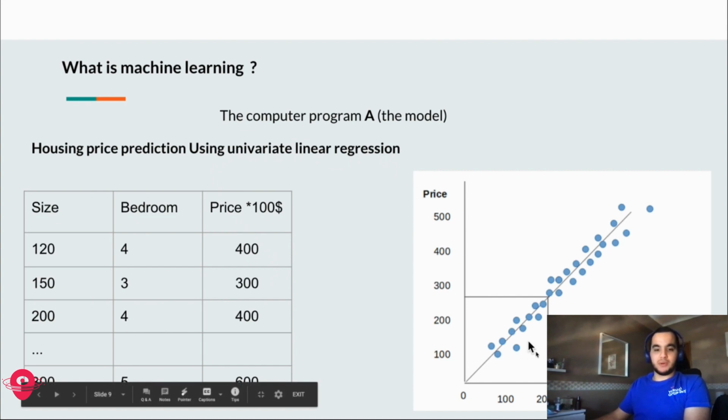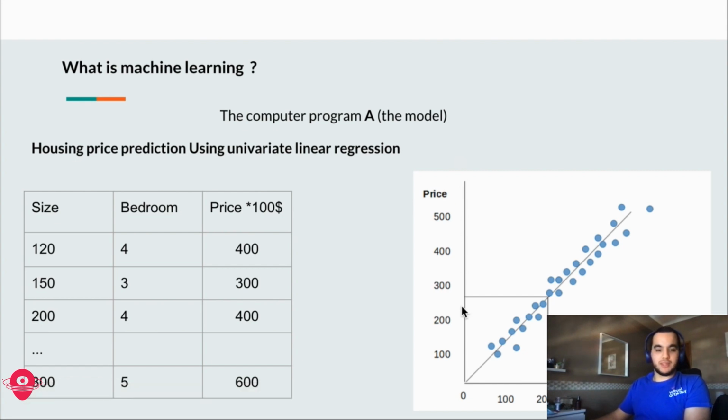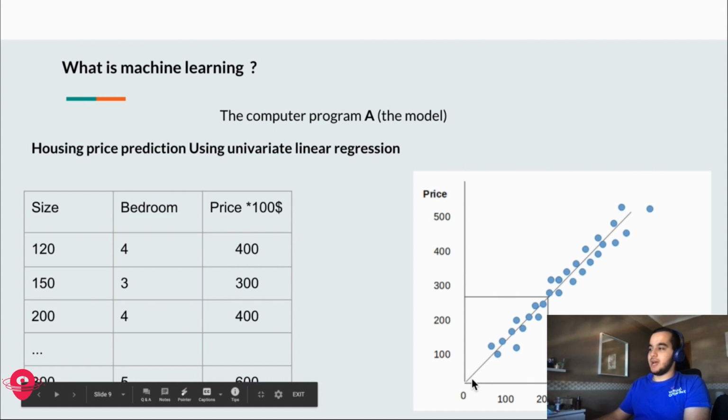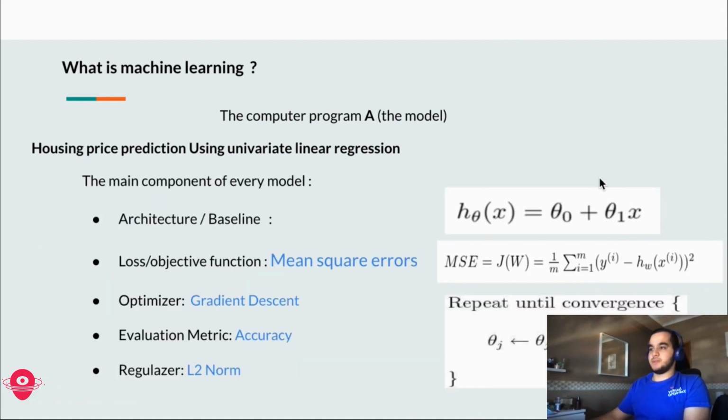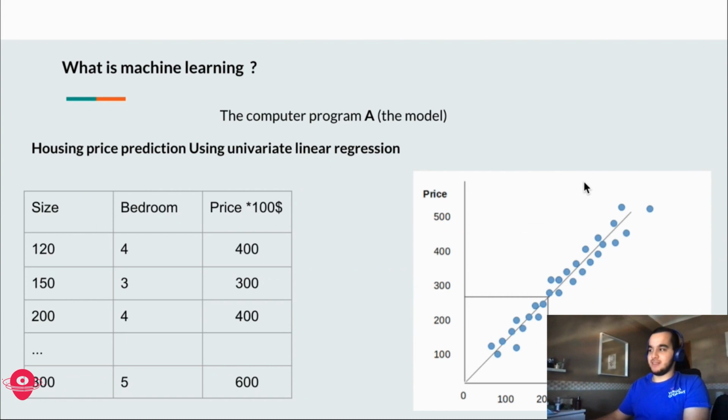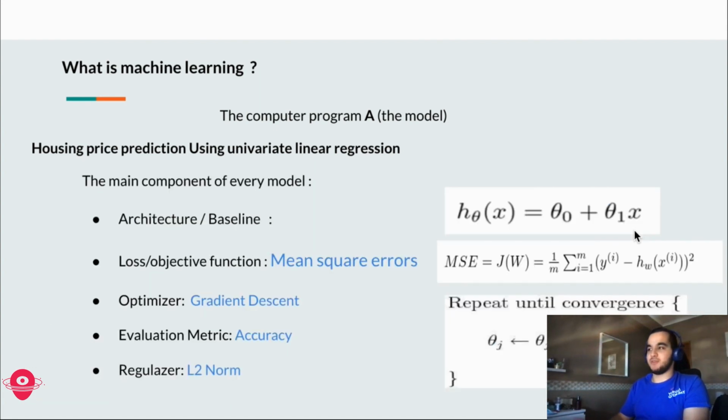If you plot our data, it will look something like this. We put the size on the x-axis and the price on the y-axis. The goal of machine learning is to arrive at this linear function here that perfectly matches this data. So we've seen that we want to arrive here. How we get here is by defining the components that we talked about before. So let's try to define them now.